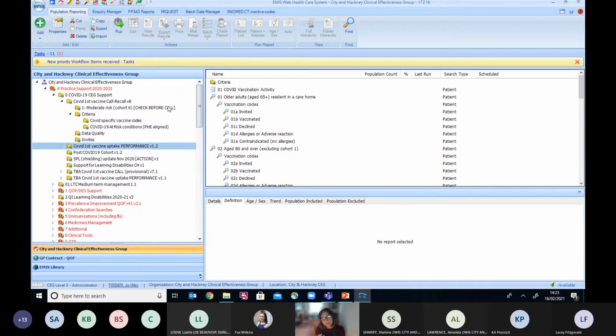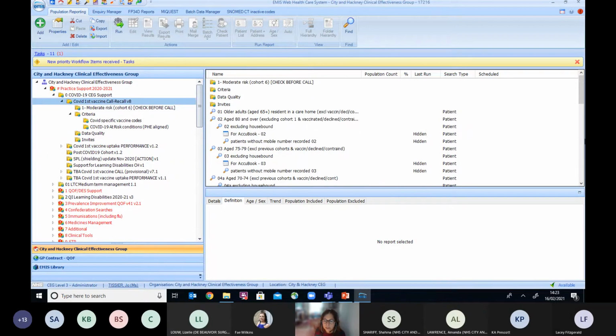A few more points to make about this: these are for the first vaccination. We are aware, of course, that people will be getting called in for their second vaccination, so we will be producing some searches for you on that group. We will also be producing some searches for you on patients who have declined or deferred. So it might be that you would do a follow-up phone call to see what's happening with those patients.